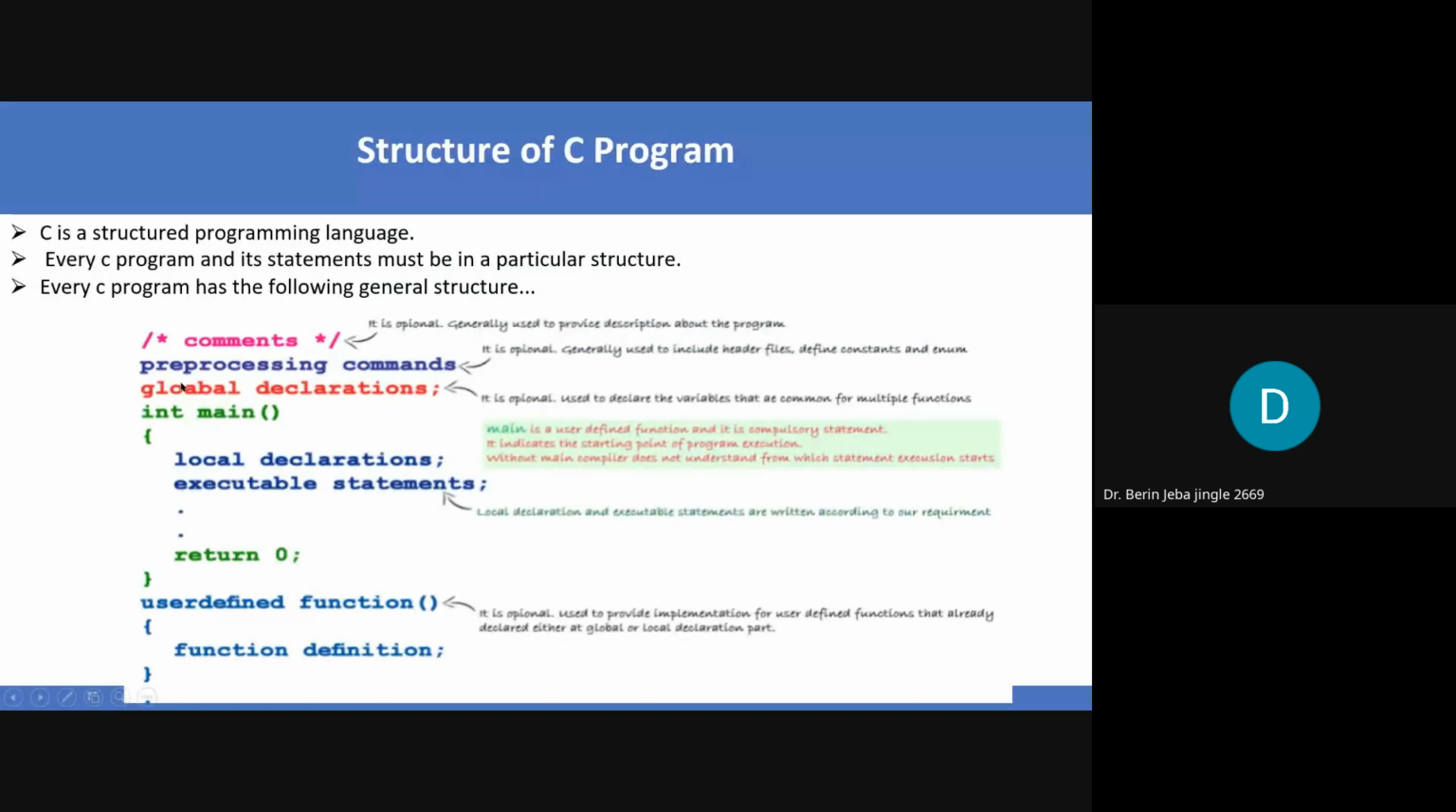What is global declaration? I will tell you. Global declaration is optional. If you want, you can use it to declare variables that can be used in all the functions. Leave it for now, don't get confused. First, pre-processing. Next, you come to the main program.